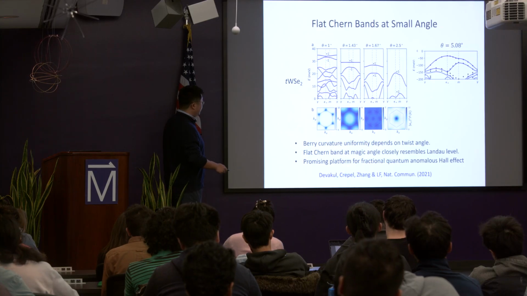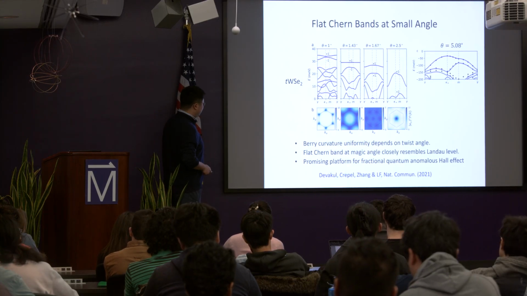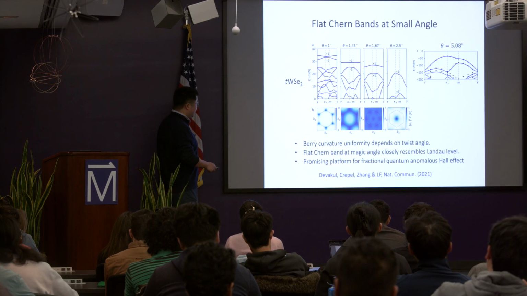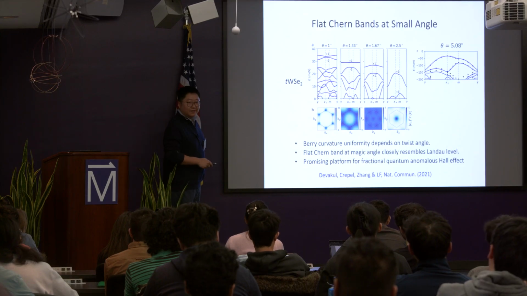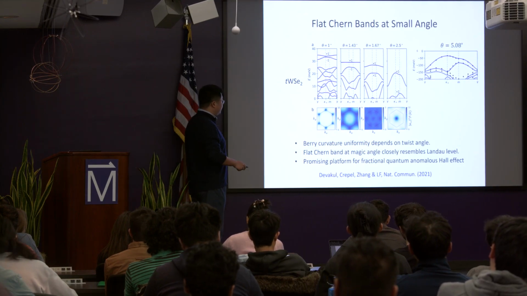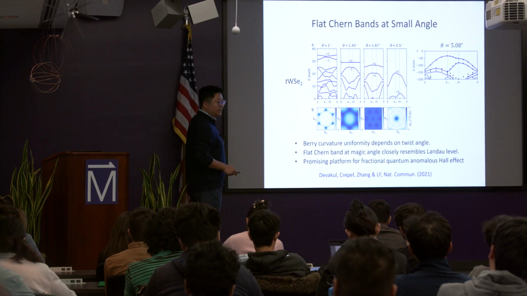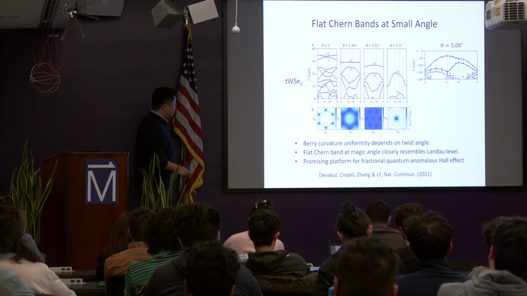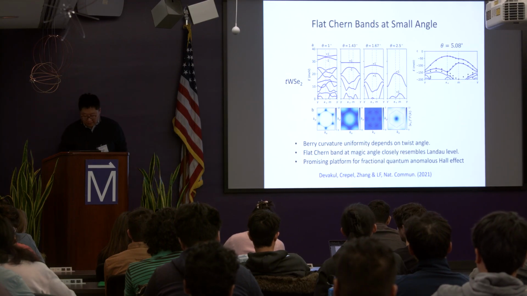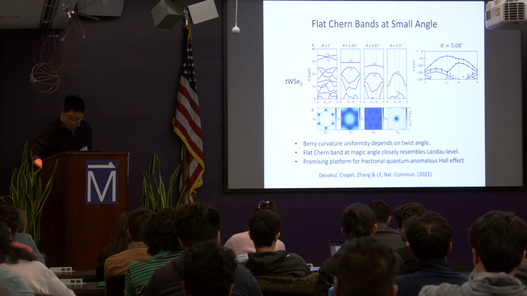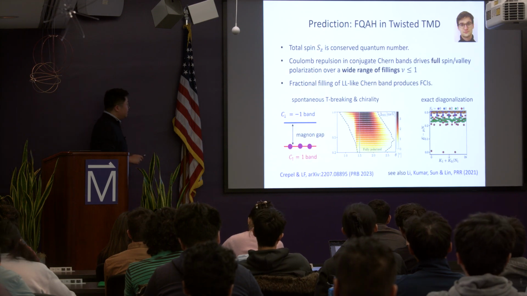And this led us to conclude that in this material class, we can get a flat Chern band, time-reversed pairs of flat Chern bands at a magic angle, and then they would be very much similar to Landau levels. It could be a platform for fractional quantum Hall effect without external field.